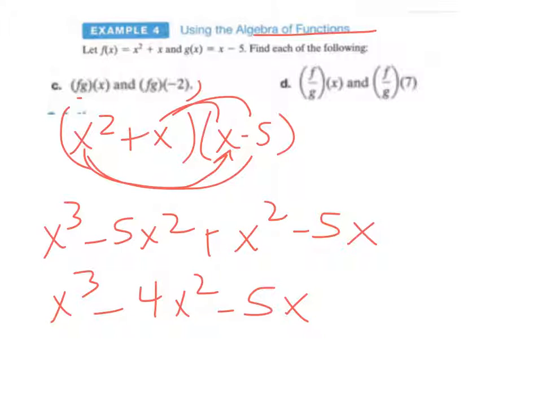Now if I want to use the negative 2, I would just substitute negative 2 in where x is. So negative 2 cubed would be a negative 8. Negative 2 squared would be 4 times negative 4, which would be a negative 16. And negative 2 times a negative 5 would be a positive 10. And if I add those up, I get negative 24 plus 10, which would be negative 14.